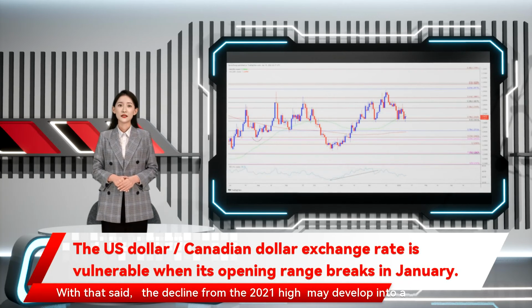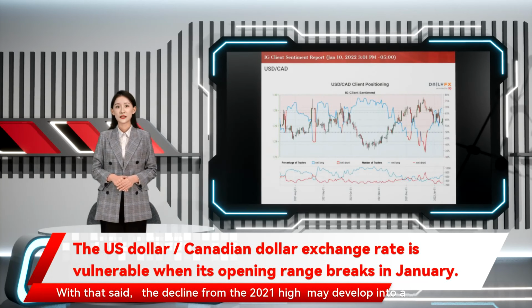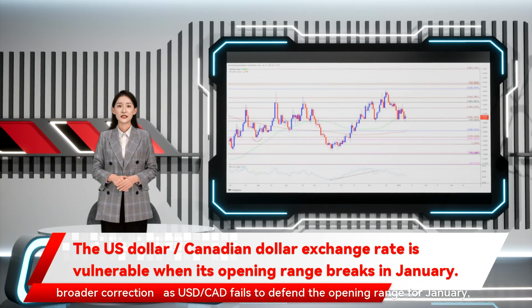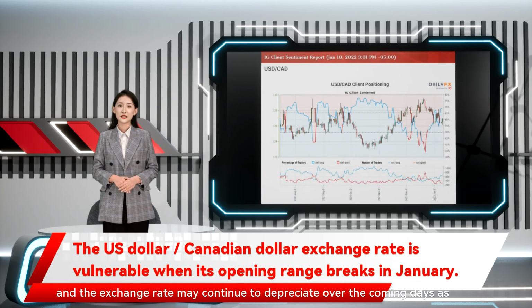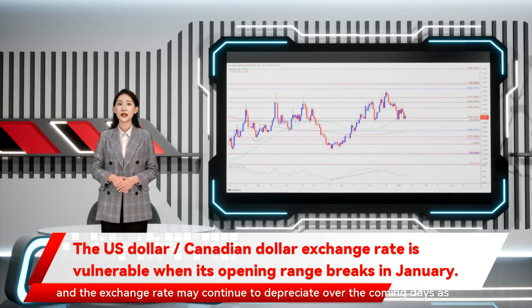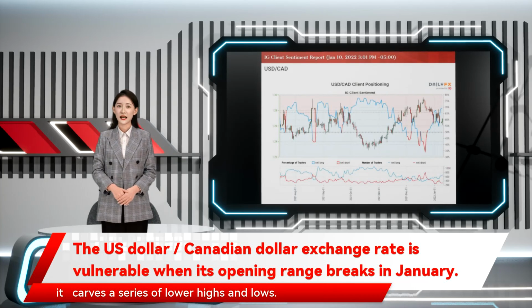With that said, the decline from the 2021 high may develop into a broader correction as US dollar to Canadian dollar fails to defend the opening range for January, and the exchange rate may continue to depreciate over the coming days as it carves a series of lower highs and lows.